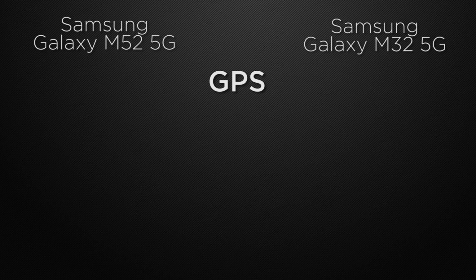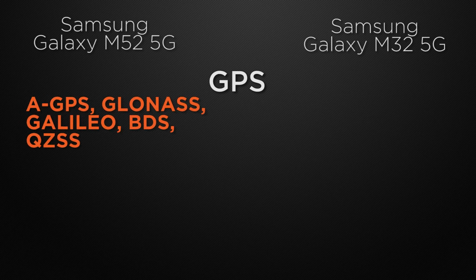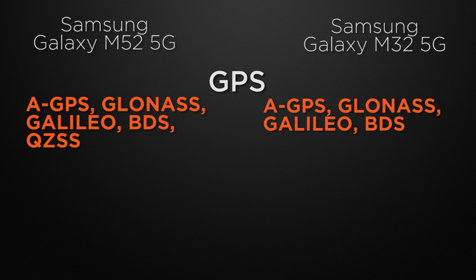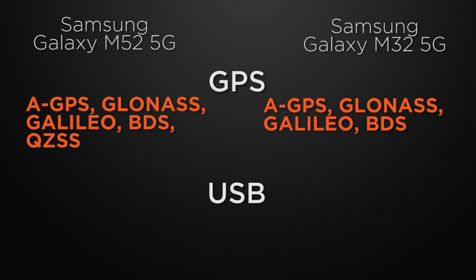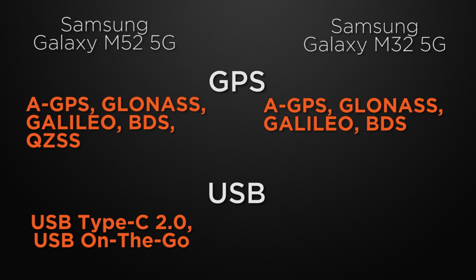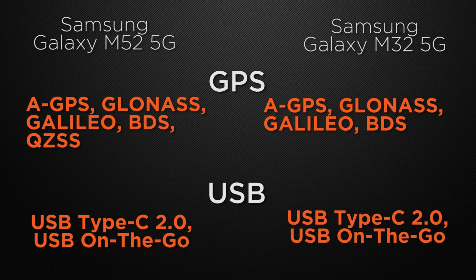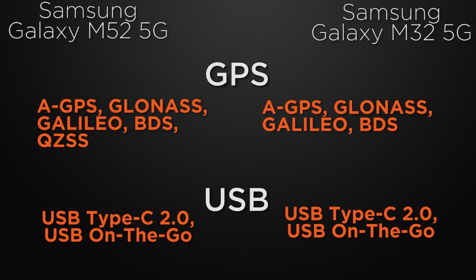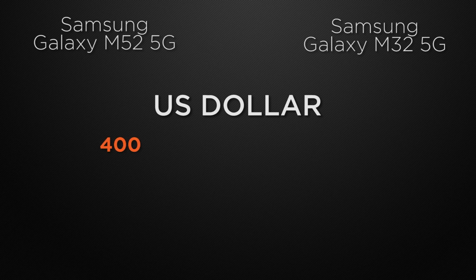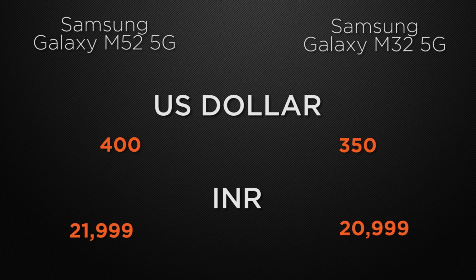Let's talk about the positioning chips in the devices. M52 has GPS, GLONASS, Galileo, BDS and QZSS, whereas M32 has GPS, GLONASS, Galileo and BDS. So the winner here is M52 because it has QZSS. And about the USB connectivity of the devices, M52 has 2nd gen Type-C connector with OTG support, whereas M32 has 2nd gen Type-C connector with OTG support, so it's a tie. Moving to the price of the devices in the international market, the price of M52 is around $400 whereas M32 is available from $350. In the Indian market, M52 has a starting range from 22,000 rupees, whereas M32 is available from 21,000 rupees.